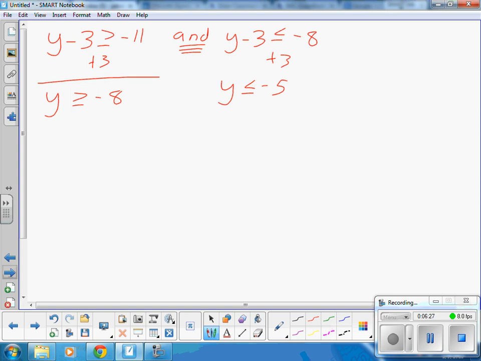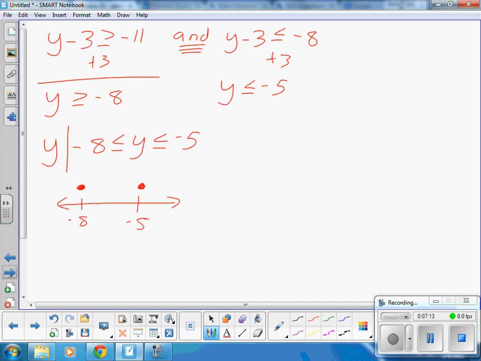Okay, so I have to put those together in a compound inequality, in which case it'll be negative 8 less than or equal to y, and y is less than or equal to negative 5. You need to be able to write that out in that form, that set notation, and then also graph it. When we graph it, we have negative 8 and negative 5, and both are filled in circles.